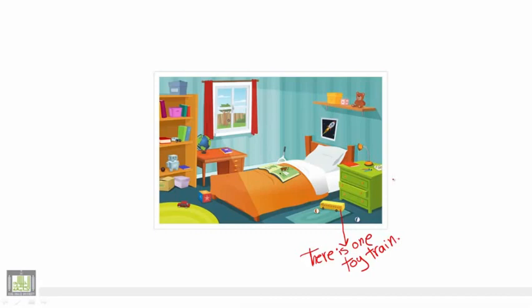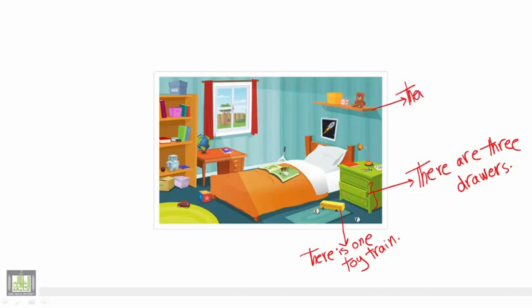Now we have 3 drawers, عندنا 3 دروج, right? So they are plural. So we say there are 3 drawers. Again, we have just one shelf. لدينا رف واحد في الغرفة. So we say there is one shelf because it is singular, right?